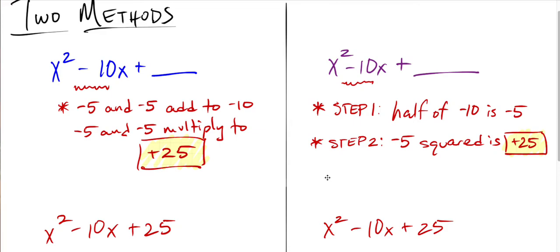The method on the right is, like I said, if you prefer steps, and most students do, then that is probably what you'd like to do. You take the b, remember b is the number on the x, and you cut it in half, which would be negative 5, and then square it, which would be positive 25. I'm not going to tell you which way you have to use. Completely up to you.